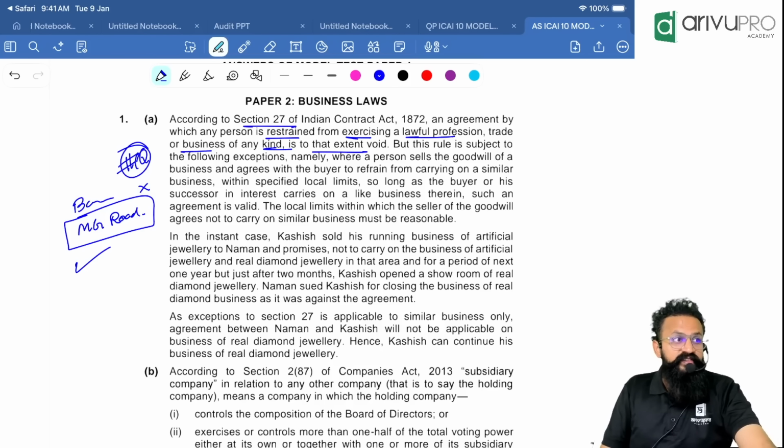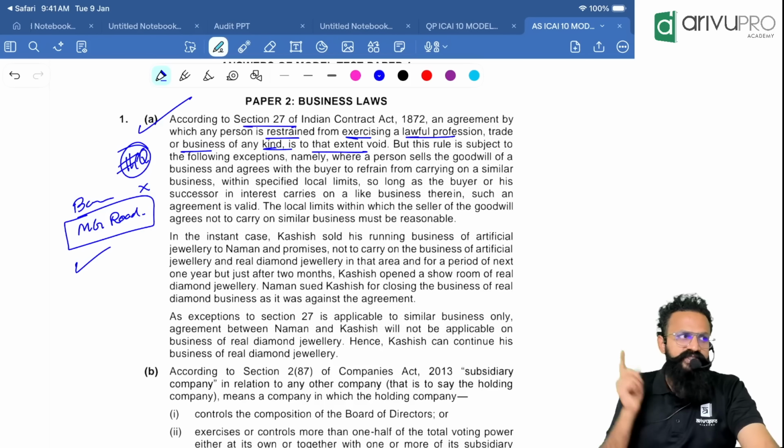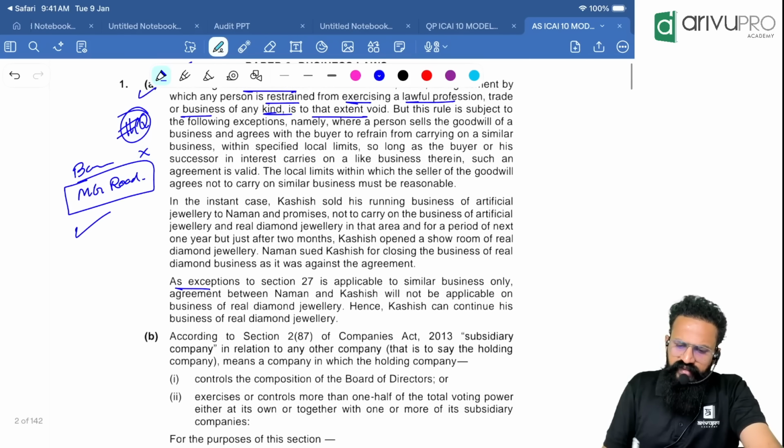Such types of questions can come from this particular provision. So remember, the provision is important. So what does it say?